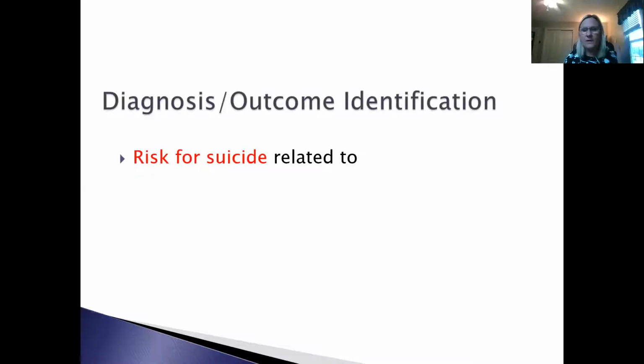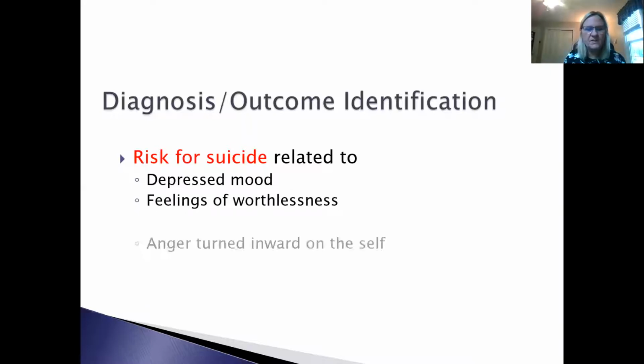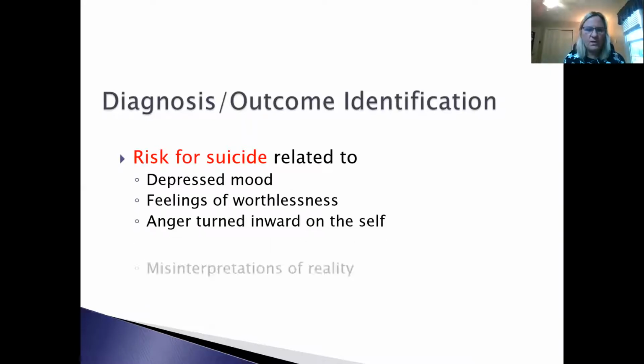So we've listed some nursing assessment. Now we're going to develop some plans of care based on whether our patient is suicidal. Risk for suicide is okay. I know in the medical model, when you're doing your concept maps, you can't use risks. Well, there's two things with suicide: either you're alive or you're dead. So if you already committed suicide, then that's why we call it risk. And it's related to depressed mood, feeling of worthlessness, anger directed inward, and misinterpretation of reality.